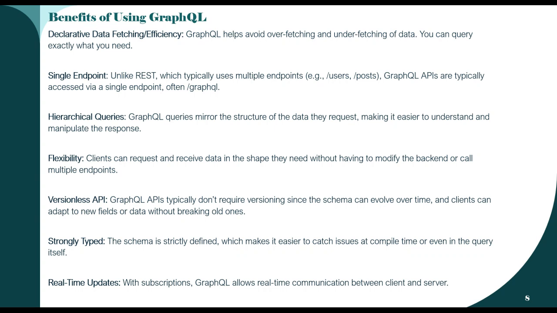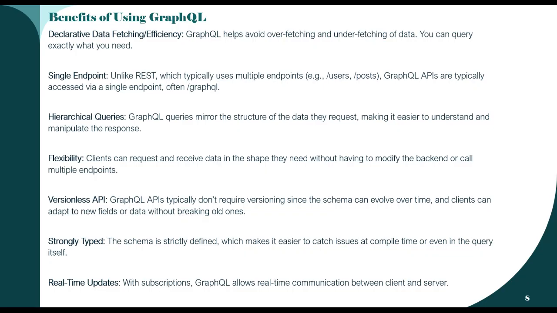A single point endpoint. Unlike a REST API, where we can typically use multiple endpoints like user and post, GraphQL APIs are typically accessed by a single endpoint only. It doesn't require different APIs. Hierarchy-wise queries: you can define queries that mirror the structure of the data, like how you request it. It's quite structured and easier to understand, and you can also manipulate the response easily.